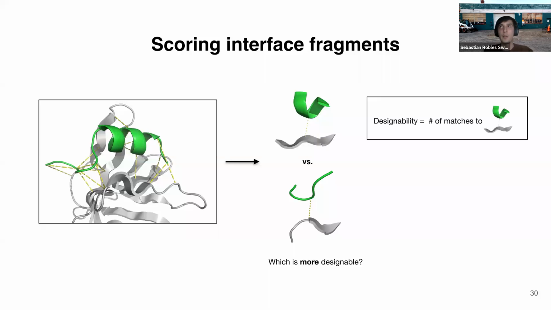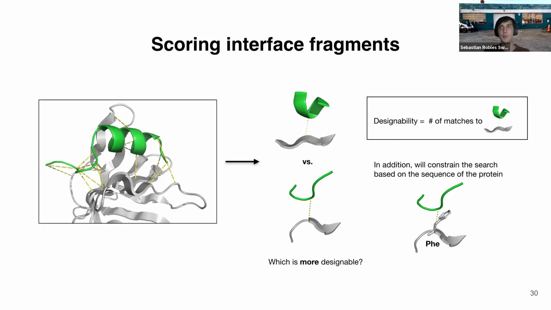A simple approach to this is to count the number of matches to a fragment in the database. So you can do this and compare fragments. Also, since our protein has a fixed sequence, you can constrain your search based on the sequence of the protein. This is just saying we want to count how many fragments exist given this specific sequence.